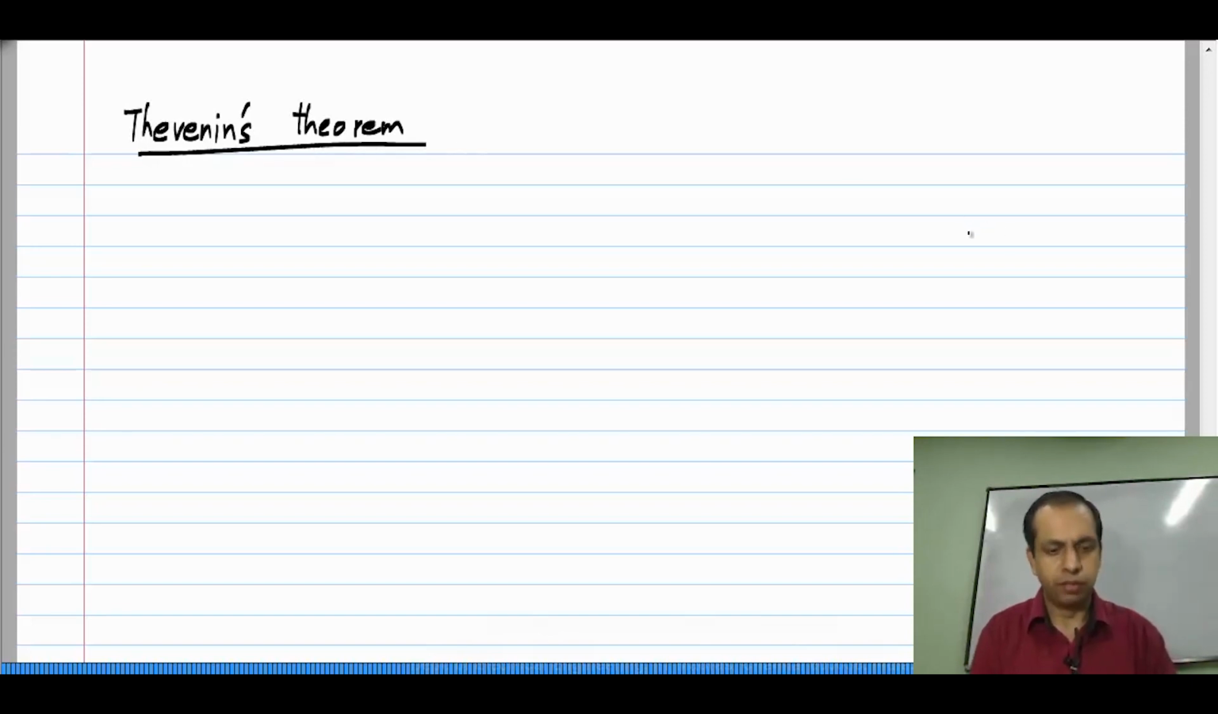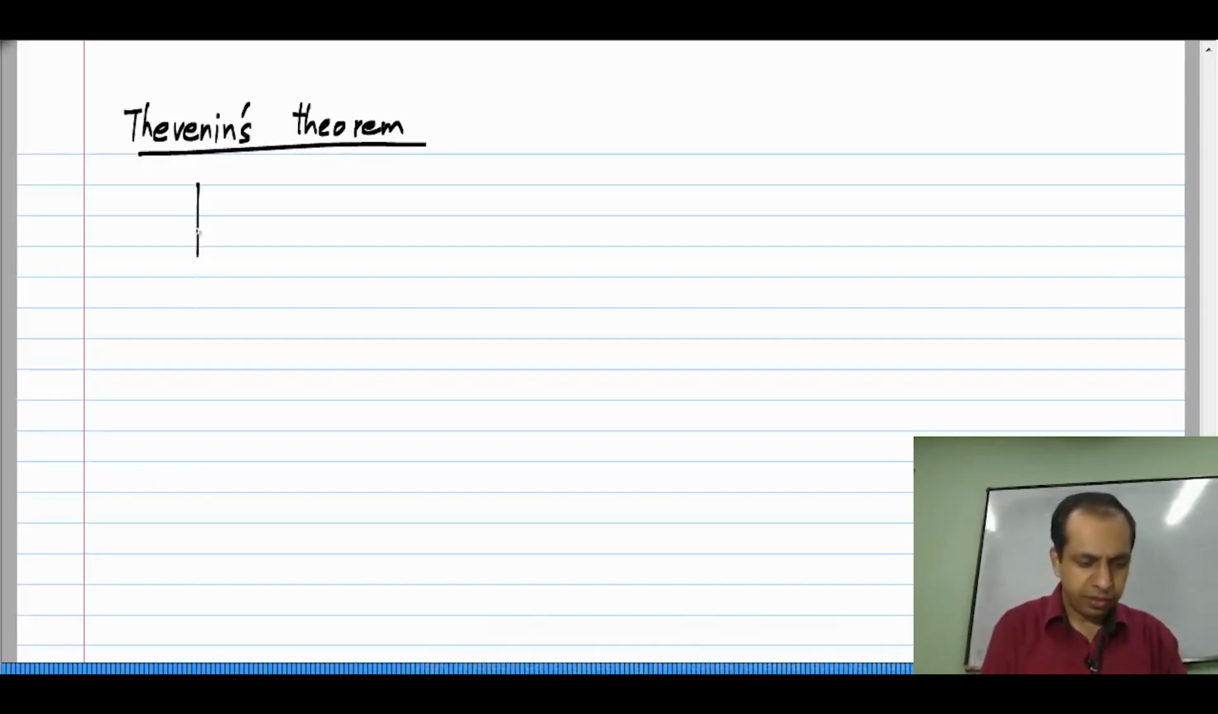The next two theorems I will consider will be important for representation of a complicated circuit in simple terms. And these are used very widely. It is called Thevenin's theorem, named after the person who originally proposed it.